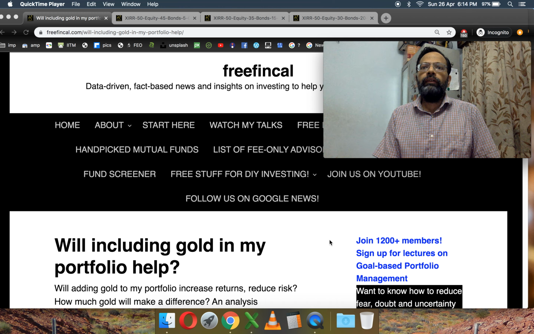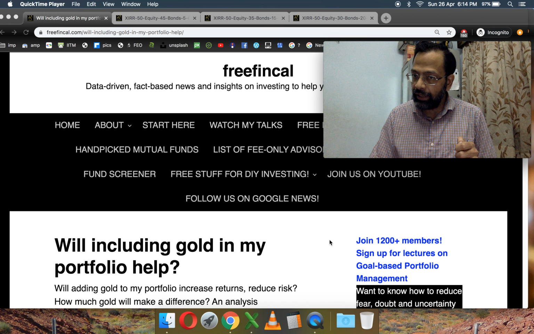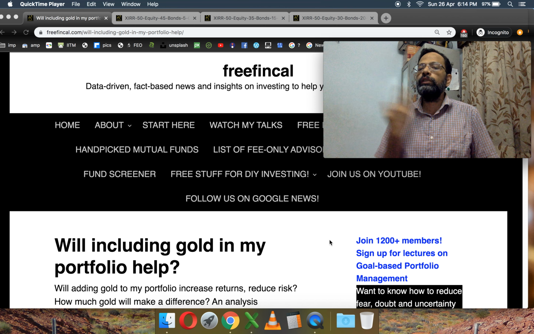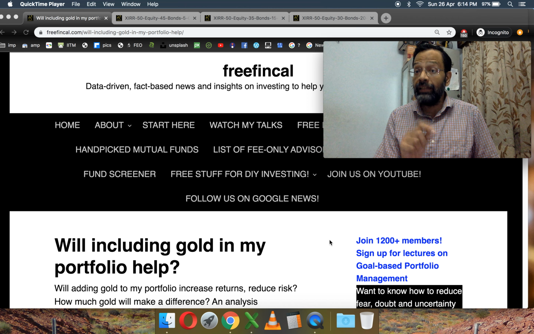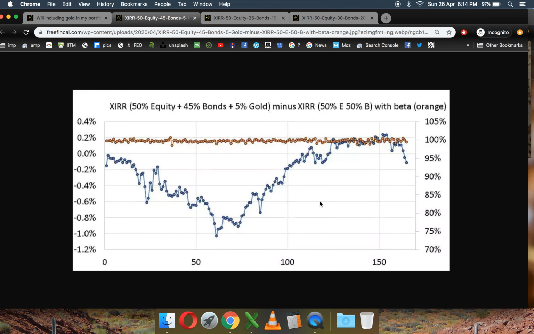Now we will use the Sensex for equity, we will use IBEX long-term gilt index for the gilts, and we will use gold from the World Gold Council for the gold price in INR. We will be using gold in INR. So the first graph, I'm going to show you similar graphs like this.